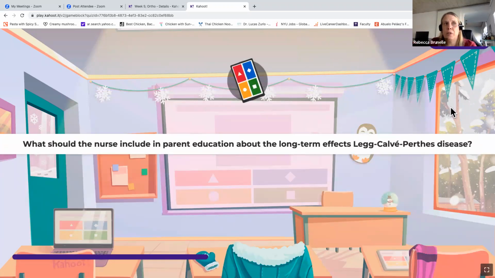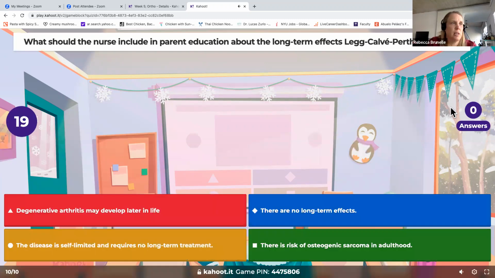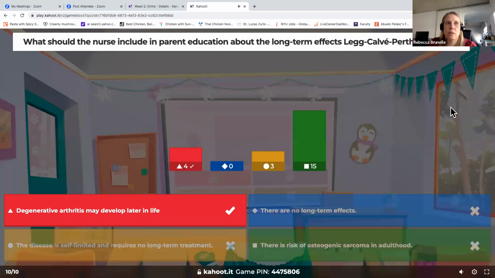What should the nurse include in parent education about the long-term effects of Legg-Calvé-Perthes disease? Degenerative arthritis may develop later in life. The disease is self-limited and requires no long-term treatment. There are no long-term effects, or there is risk for osteogenic sarcoma in adulthood. So yeah, this is the one where it's usually self-limiting with no long-term effects, but they can develop degenerative arthritis. They might need a hip replacement later in life.